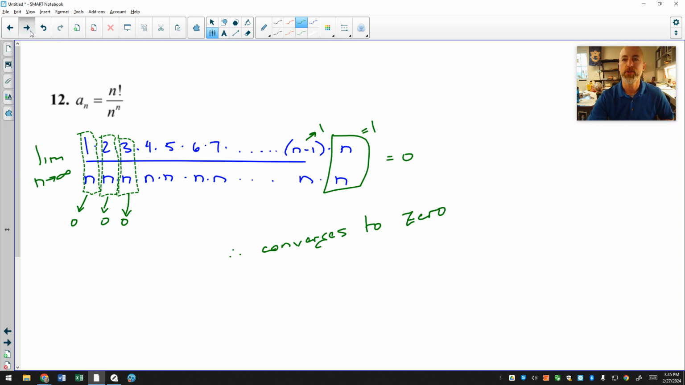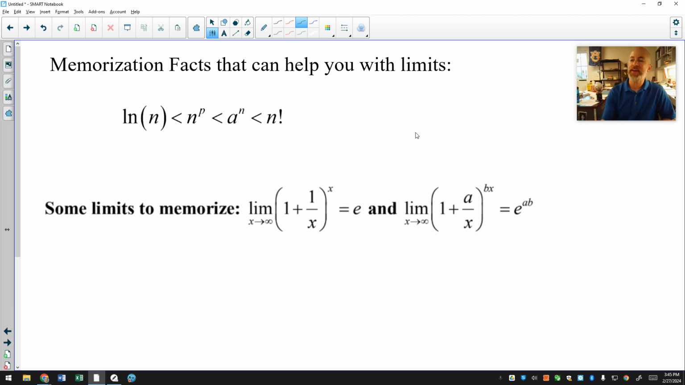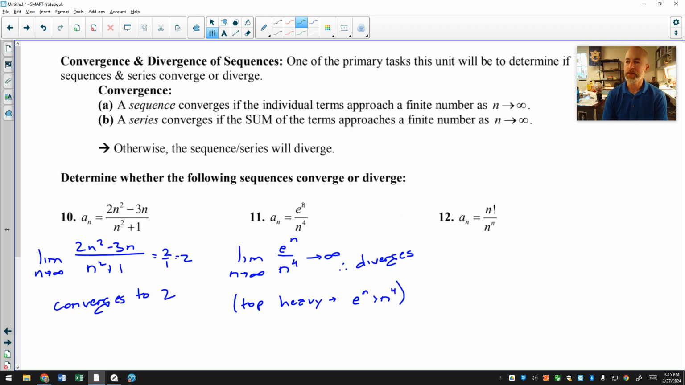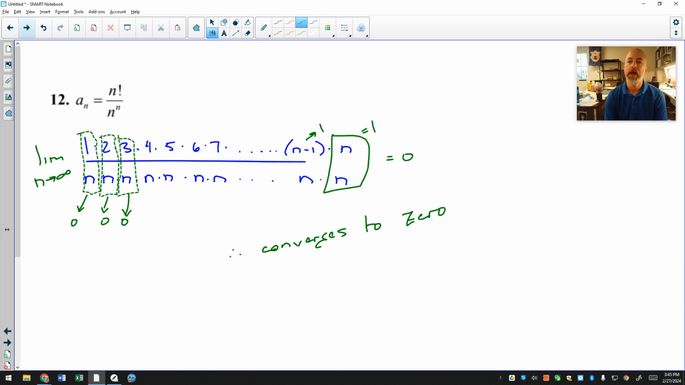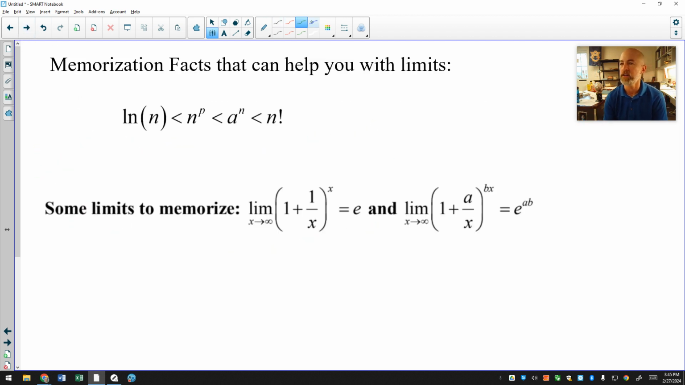However, I am going to add a couple of extra little facts here that may help you out as you are dealing with limits. The first one is kind of what I used to think about this limit of e to the n over n to the fourth, where I said the top is really powerful, more powerful than the denominator. And there is a certain hierarchy of functions that you can just know how they behave in relation to each other. And when it comes to the strength of a function, a logarithmic function is the weakest. A logarithmic function is very weak.